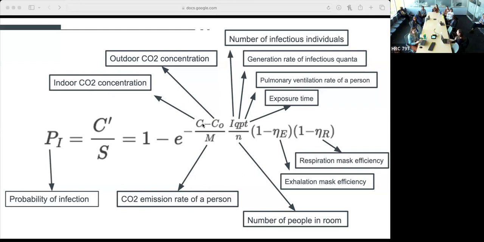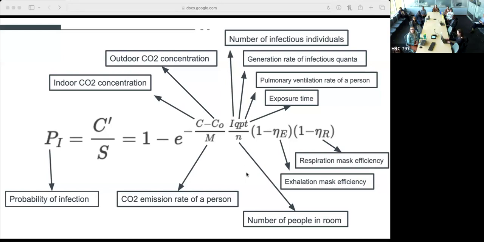Next, we have the number of infectious individuals, which varies by community prevalence rates and can be changed to reflect different stages of an outbreak or a pandemic. Then we multiply that by the generation rate of infectious quanta for an infectious individual, which will vary by airborne infectious disease. So this is where we can plug in SARS-CoV-2, influenza, TB into the model. And then we multiply that by the pulmonary ventilation rate of a person, which reflects how much a person breathes in and out. And again, we can vary this per waiting room space and clinic room space. And last, we multiply that by exposure time and divide that by the total number of people in the room.